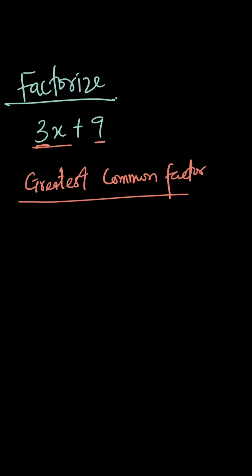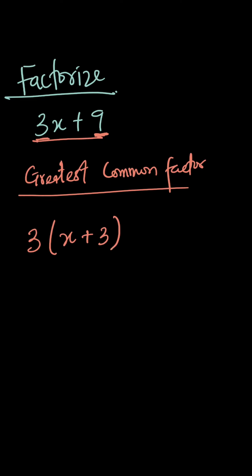So now we have to write this in terms of 3. So it's going to be 3, then open bracket. So 3 divides this, remaining x. And then 3 divides this, remaining 3. So if you cannot further factorize, this is your final answer.